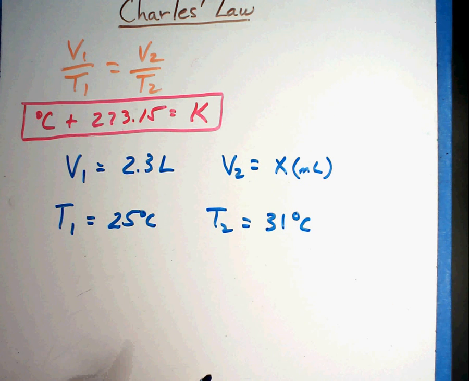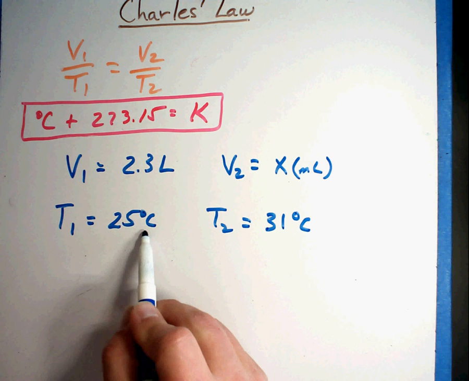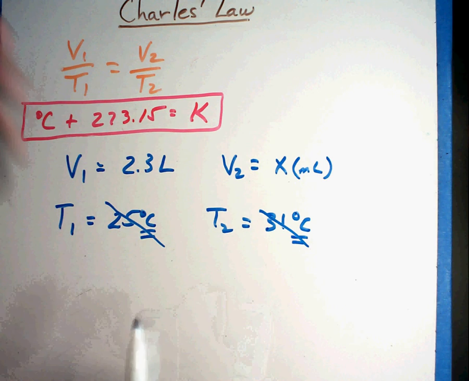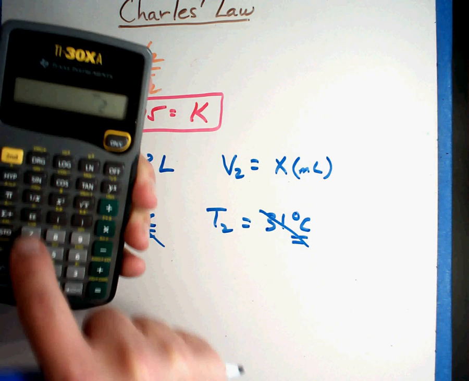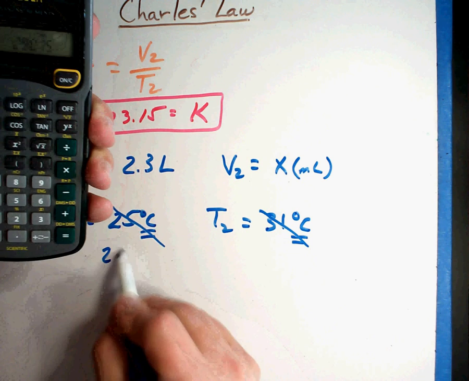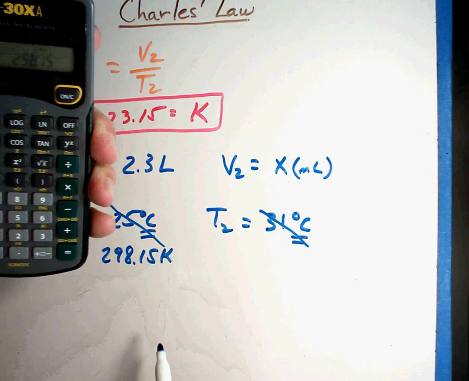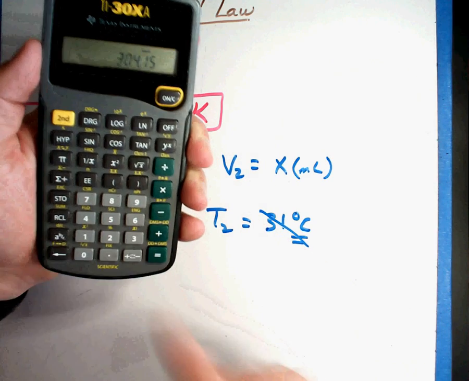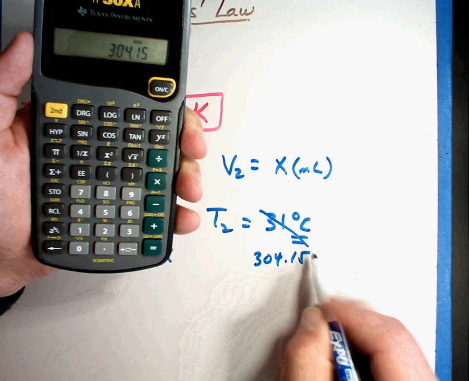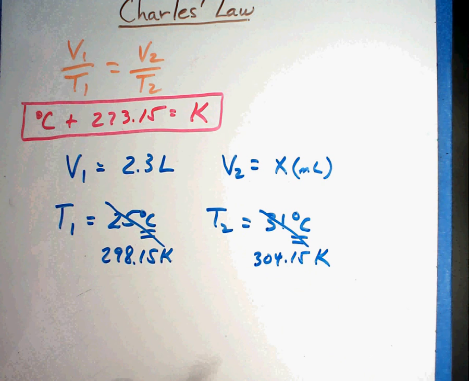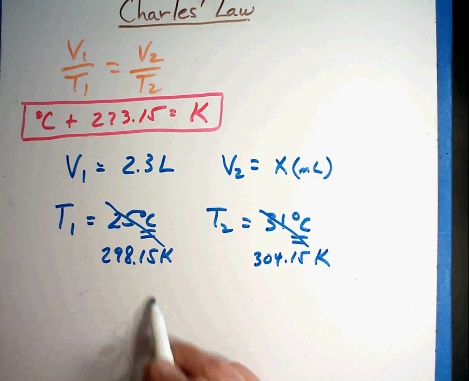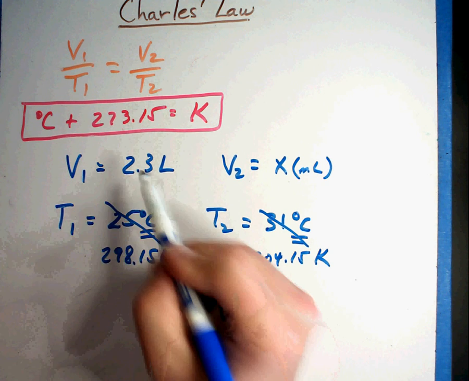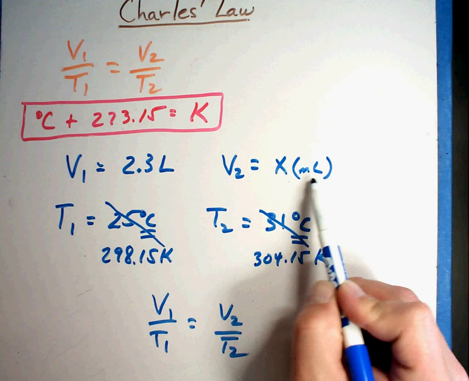To work this problem, the first thing that should jump out at you is you have temperatures that are in Celsius. That's wrong. I'm just going to put a line through it, and I'm going to fix them. So I'm going to take my calculator, 25 plus 273.15, and I get 298.15 Kelvin. And the other one, 31 plus 273.15, is 304.15 Kelvin. Remember, it always has to be in Kelvin. And so I'm going to plug it into the formula. V1 over T1 equals V2 over T2. And I automatically see that this is in liters, and it wants milliliters.